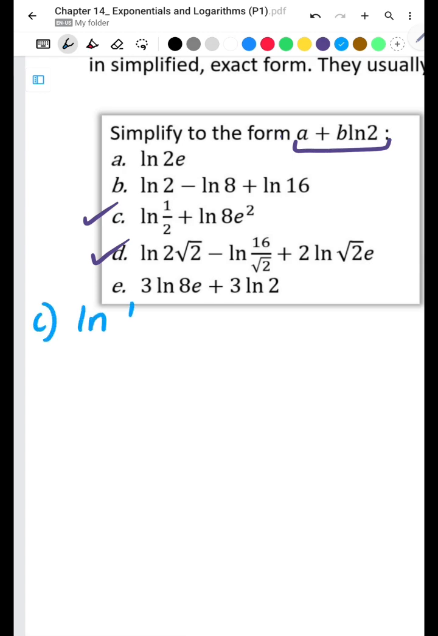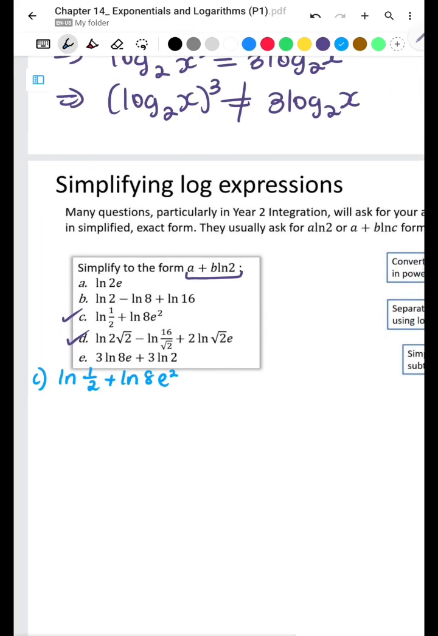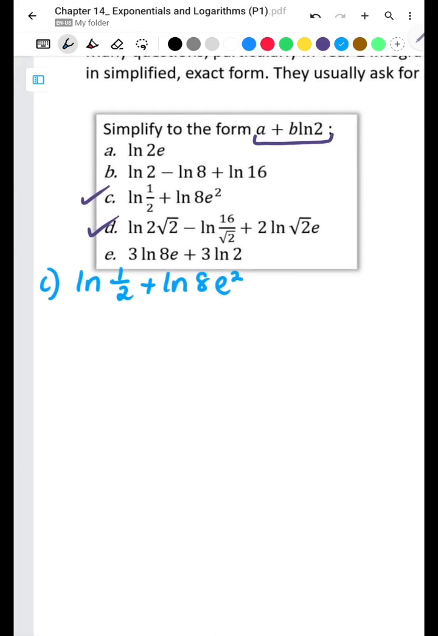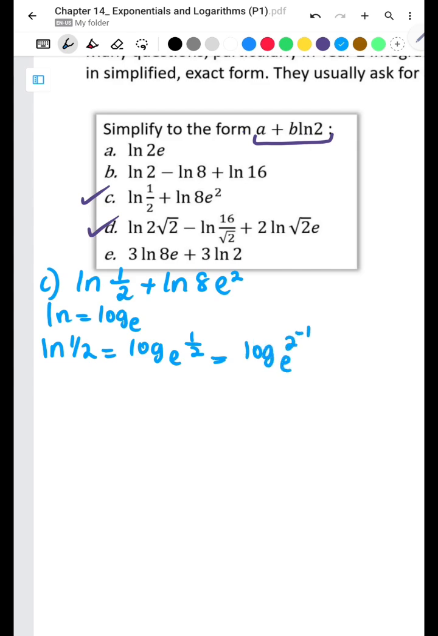C, natural log of half plus natural log of 8e squared. To make things easier for this explanation, I will convert from natural log to log base e, and do it this way. I know natural log is the same thing as log base e. So that means natural log of half is the same thing as log base e of half, which is the same thing as log base e of 2 to the negative 1, which is the same thing as negative log base e of 2. I use the law of logarithms. This negative 1 multiplies it here, and that's how it becomes negative log base e of 2.